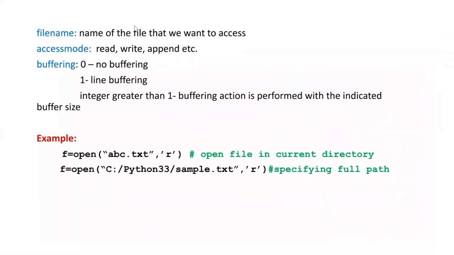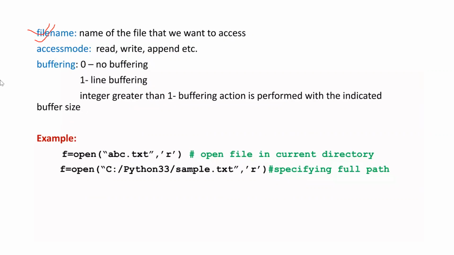You can check here the file name and the access mode, like read mode, write mode, append mode. There is also X, which is another type, I'll explain it. Buffering is optional; you can use it or not. An integer greater than 1 means buffering is performed with the indicated buffer size. It's not that important. You need to remember only these two.